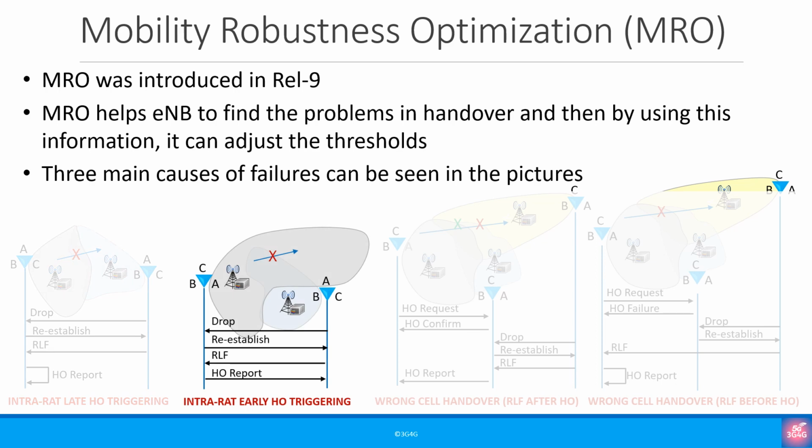In case of early handover triggering, the eNode B hands over the UE to the new cell, but the UE comes back to the old one before the procedure could be complete. You can see the coverage scenario where this can happen in the diagram.